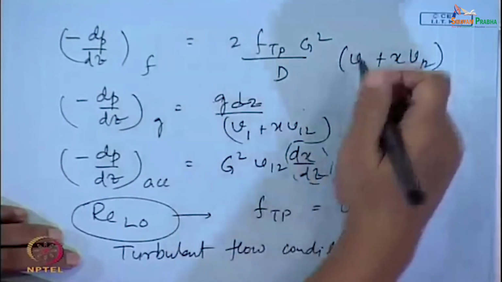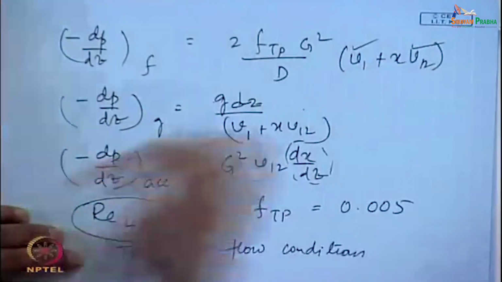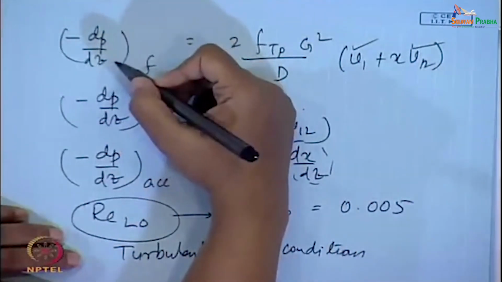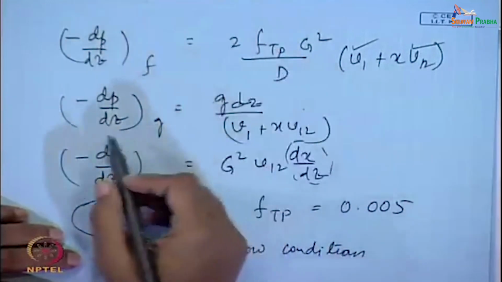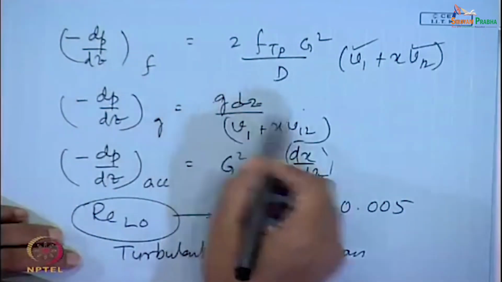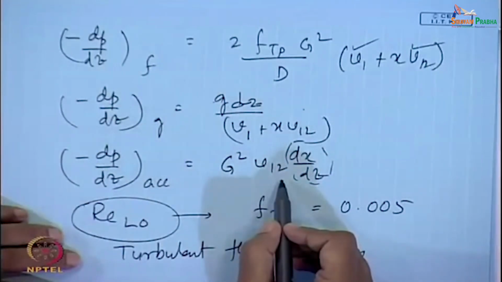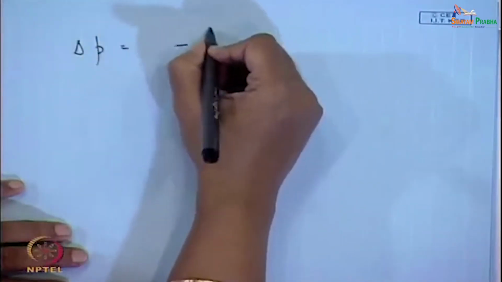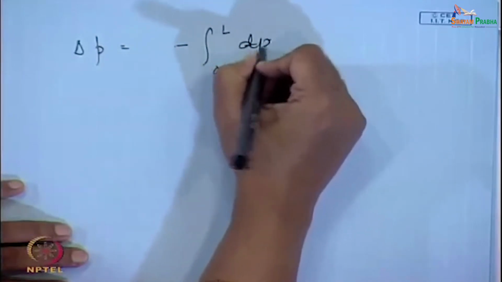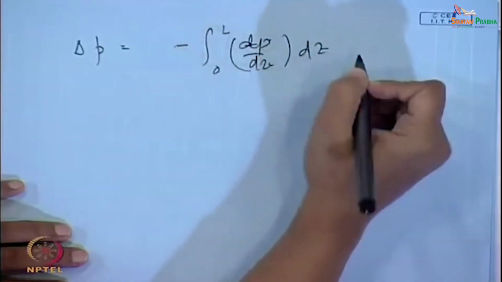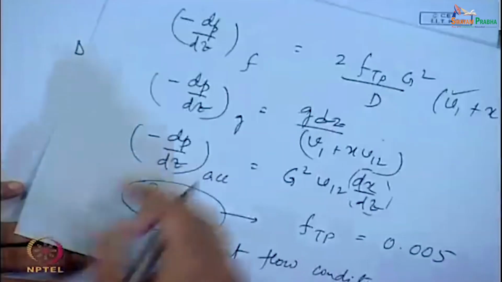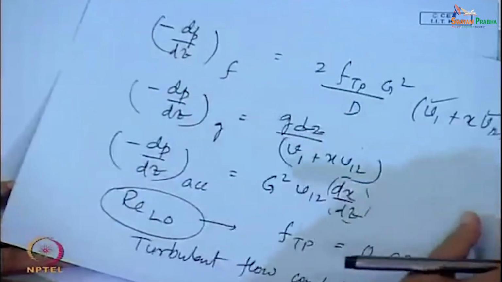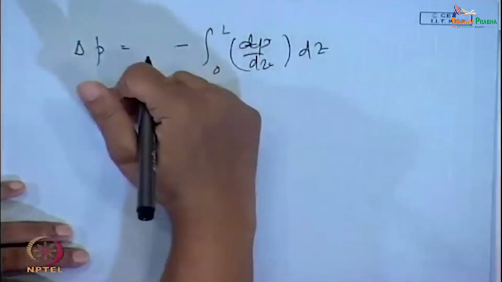So, the moment you know this, you know V1, you know V12. Therefore, more or less you can find out the frictional pressure gradient. Okay. Similarly, the gravitational pressure gradient also you can find out, and the acceleration pressure gradient also you can find out. Now, how to find out the pressure drop from the pressure gradient? That also you know very well. Your delta P is nothing but equal to minus integral 0 to z dP dz into dz. So, therefore, by adding all these three you can find out dP dz, and then if you integrate them with respect to z, you can find out delta P.